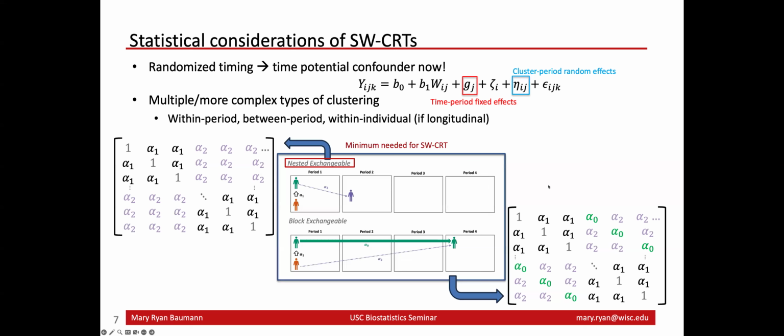And so in stepped-wedge trials, really the minimum amount of complexity that you need to incorporate into your trial is something like a nested exchangeable correlation structure that we have here, which you can do either by adding cluster period random effects to your linear mixed effects model or by using this nested exchangeable structure in a GEE. But it's really important to have that extra amount of flexibility compared to a parallel CRT.